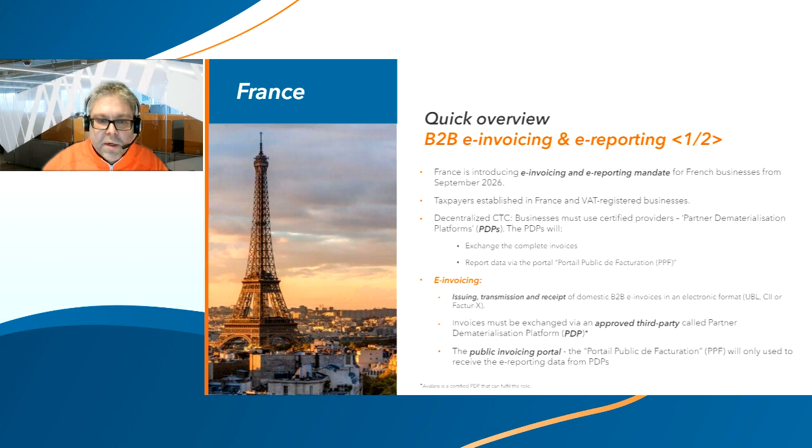If we look at the e-invoicing requirements, the e-invoicing mandate covers issuing, transmission, and receipt of domestic B2B invoices. Acceptable electronic formats include UBL, CII, or Factur-X. Remember here, the German format ZUGFeRD is basically the same, and in Germany we have UBL and CII as well. All e-invoices must be exchanged via an approved third-party PDB. The public invoice portal, PPF, is primarily used to receive e-reporting data from PDBs rather than to serve as the main platform for exchanging invoices.